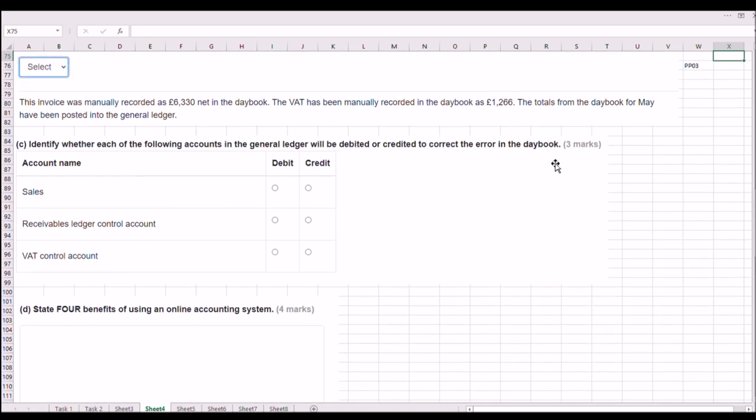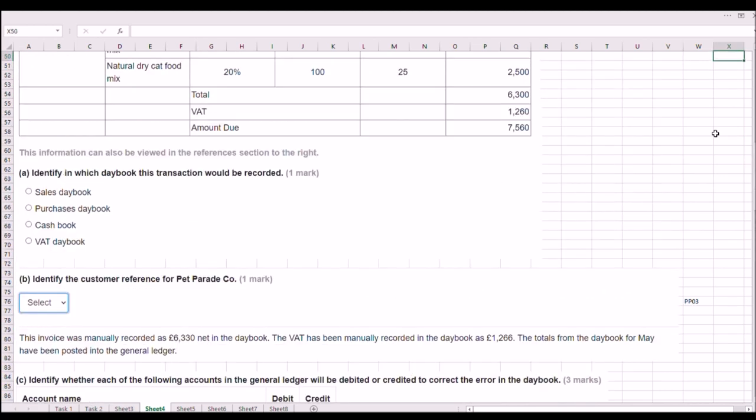identify where each of the following accounts in the general ledger will be debited or credited to correct the error in the day book. So we've got an error, and we've got what will be a net difference journal being posted. We're not going to reverse the journal and then post the correct journal. It's going to be the combination of both.